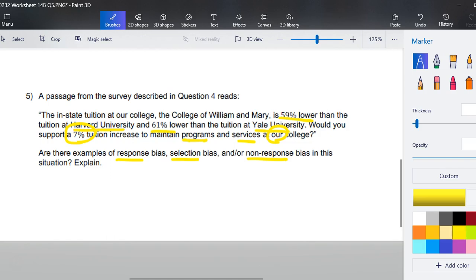Well, we have a really good situation here of response bias. The question should be neutral. It should not lead the respondent to answer in a certain way or even have the potential to lead the respondent in a certain way.